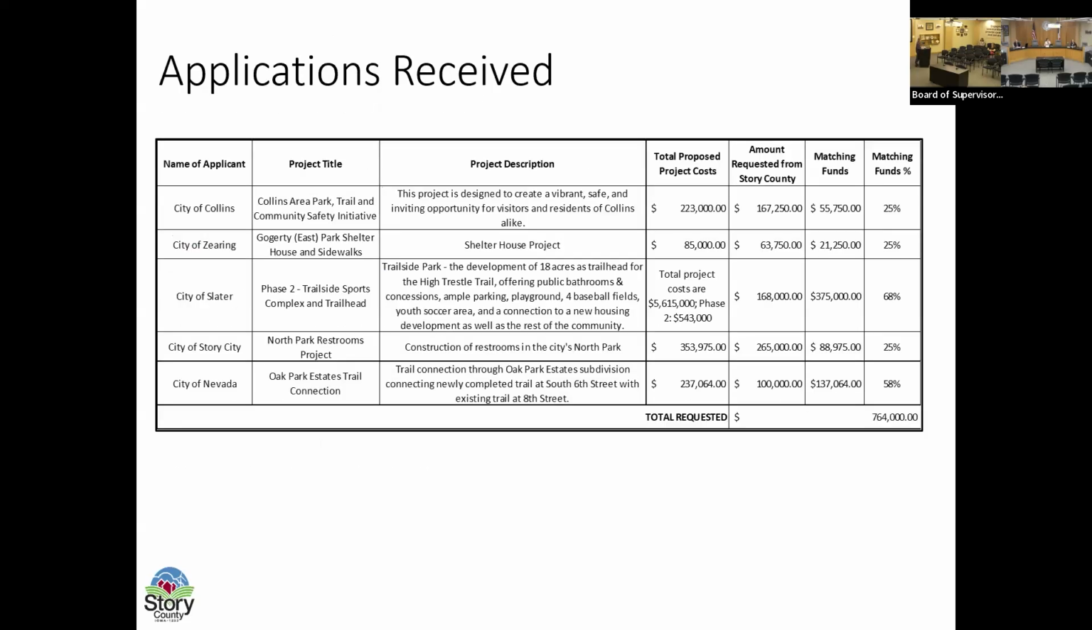So as I mentioned, we did receive 5 applications from the City of Collins, City of Zearing, City of Slater, Story City, and then the City of Nevada as well. I won't go through this in too much detail, as each city will be presenting on their application at a meeting with the Board of Supervisors. A few of them are doing that today, and then a few will be doing that next week. But if you look at the project descriptions in detail, all of them are for trailhead improvements, shelter improvements at parks. So they all fit that trail and park category. And all of them do meet or exceed the 25% in matching funds as well.